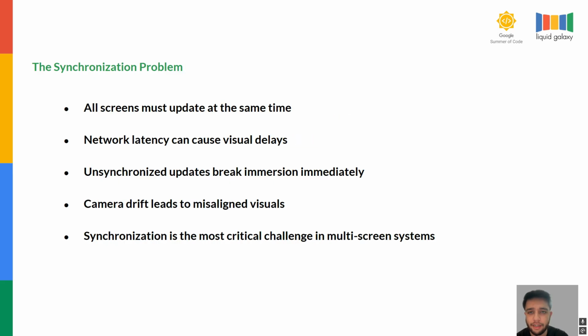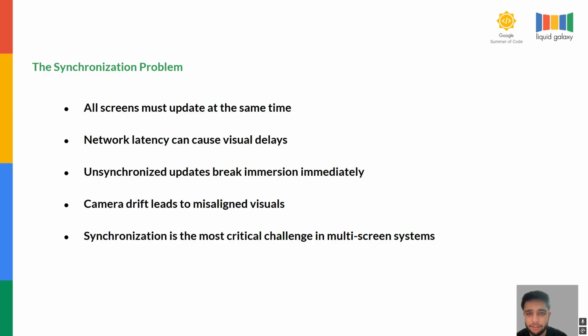Next, we have the synchronization problem. Synchronization is one of the most critical challenges in multi-screen systems. All screens must update at the same time. Network latency can introduce visual delays, and even small synchronization errors immediately break the immersion. Camera drift can cause misalignment between displays.